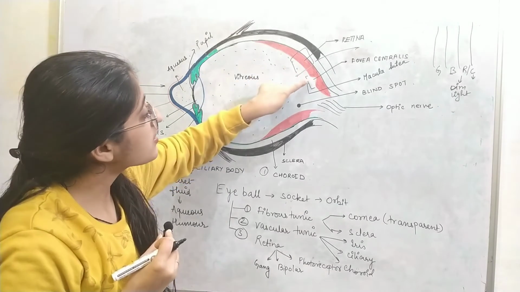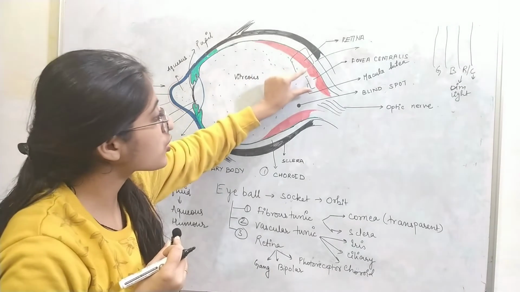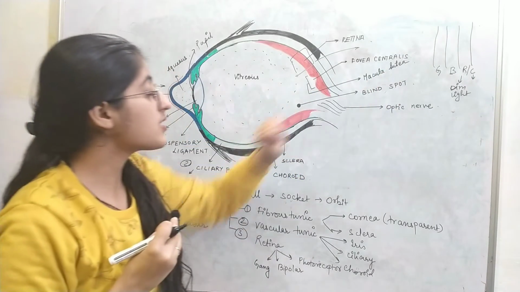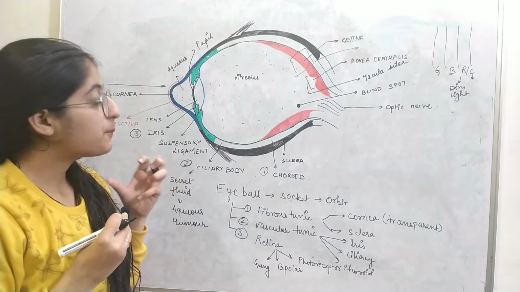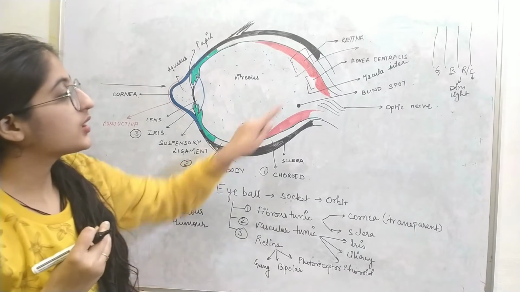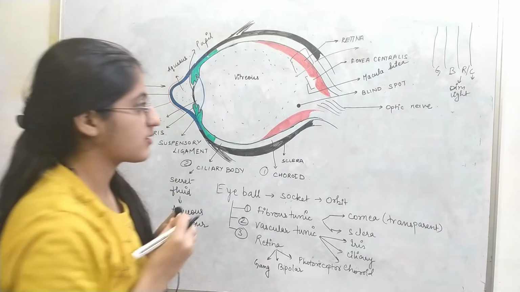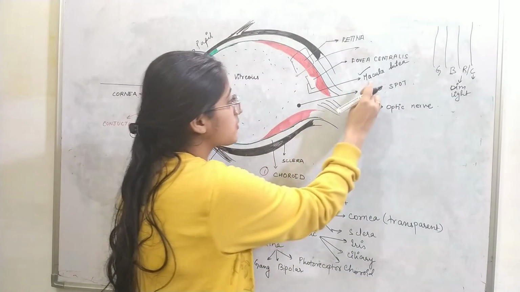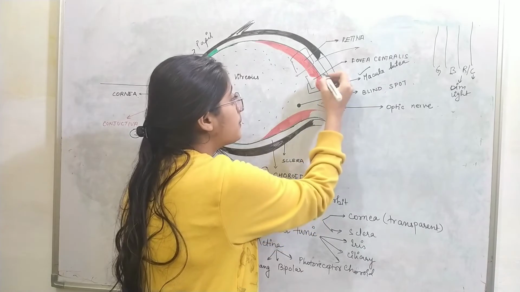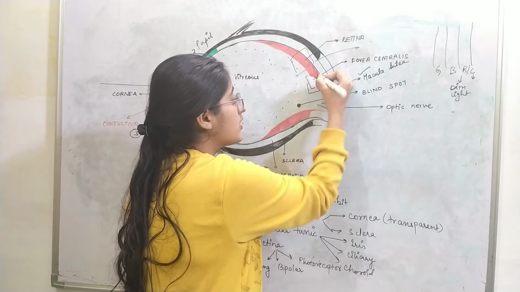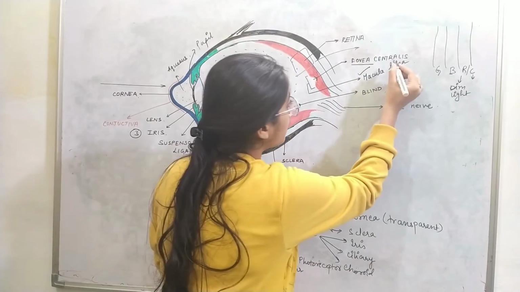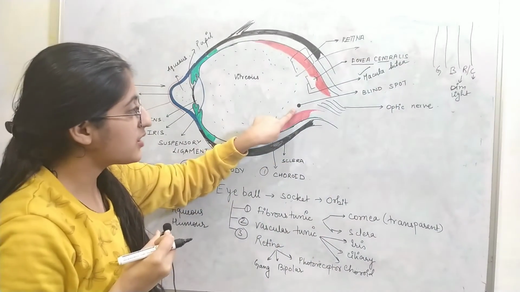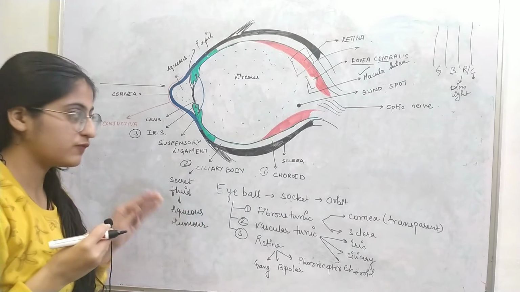After this, there is a depression. There is a portion in the retina that is known as the macula lutea. This macula lutea contains only cones. Here no rods are present. The depression in this macula lutea is known as the fovea centralis. And there is also a blind spot where no image is formed.